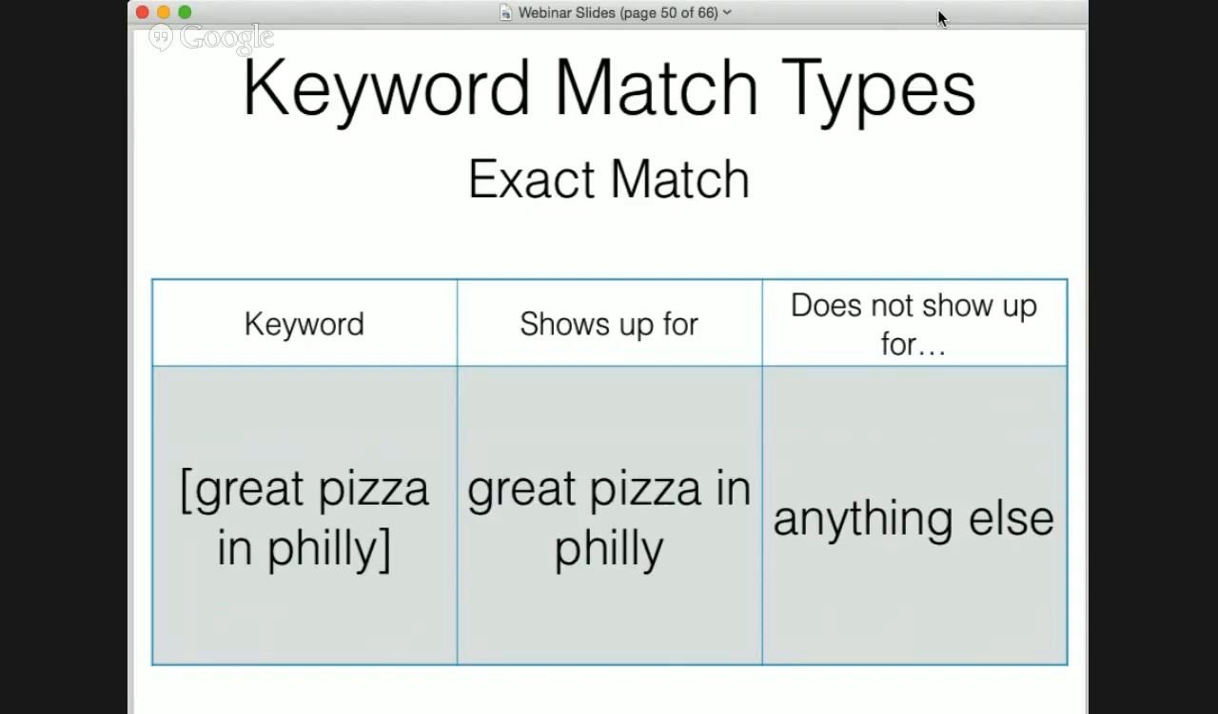So exact match is awesome if you know exactly the kind of keywords you want to show up for. And on the flip side of that, you can build your ad campaigns around knowing exactly what the person is searching for. So you can have ads that say, hey, you're looking for great pizza in Philly, click here.